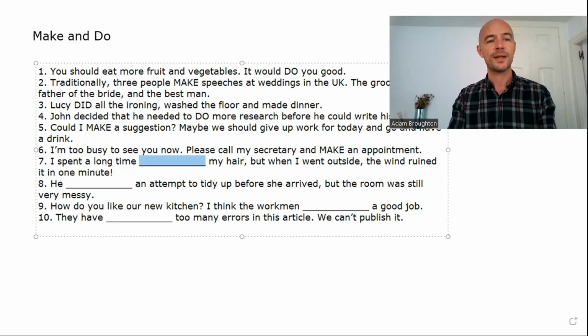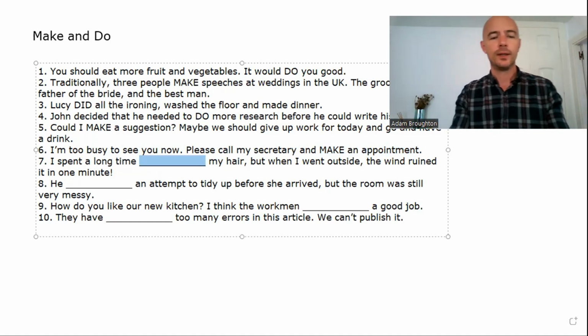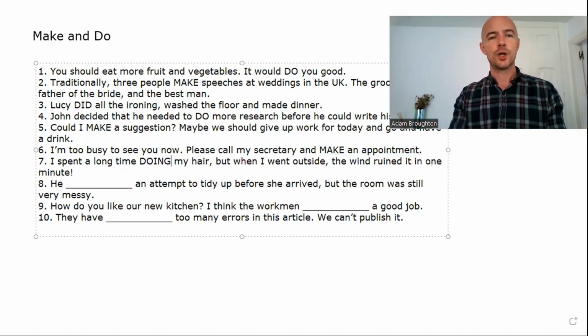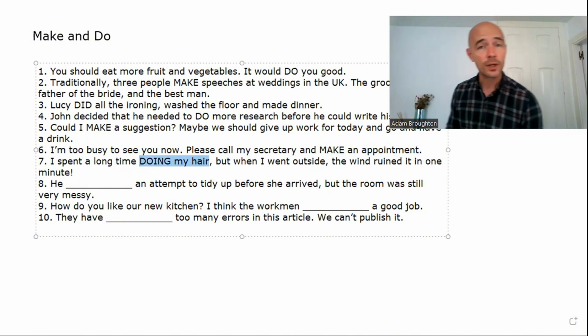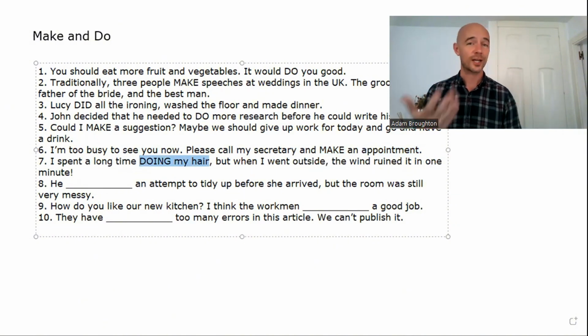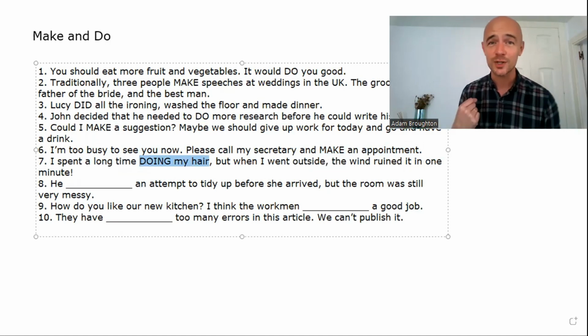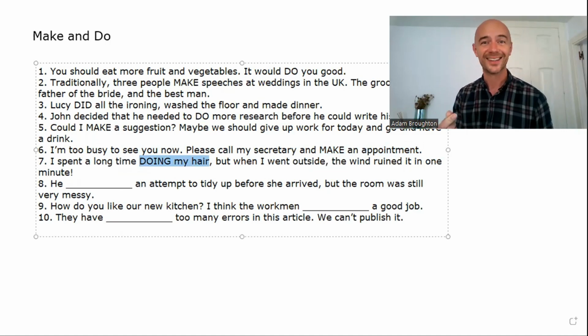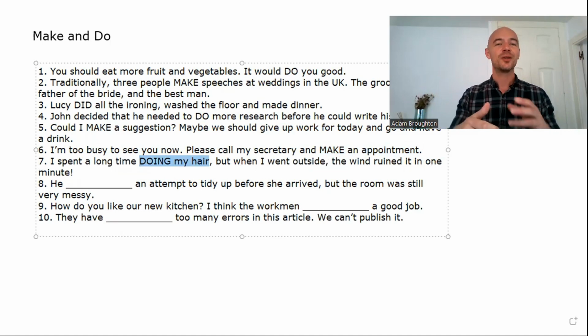Next one. "I spent a long time ___ my hair." Well, first of all, we need a gerund in this because you spend time. Gerund. Making or doing? Well, it's doing. I spent a long time doing my hair. Some people consider this an exception. I don't, and I'll explain why, because I think I'm in a good position to talk about hair or lack of hair. So you do your hair.